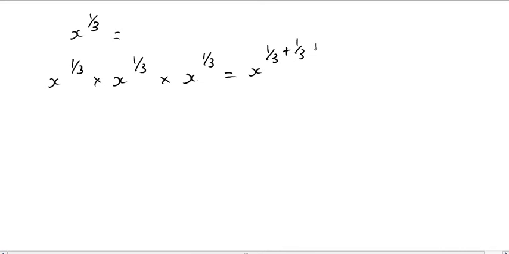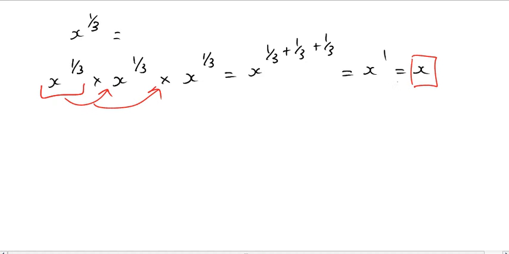X to the power of 1/3. Well, we can do the same thing here. X to the power of 1/3 times x to the power of 1/3 times x to the power of 1/3 is equal to x to the power of 1/3 plus 1/3 plus 1/3, which is equal to x to the power of 1, which is equal to x. Here we have something that we multiply by itself 3 times, and we get our original x.